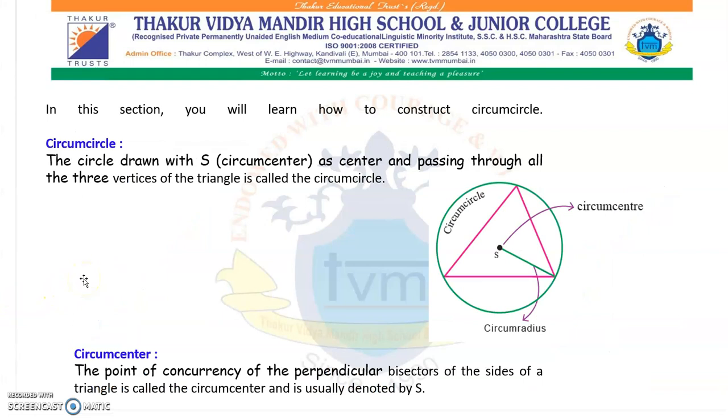Circumcircle. Now, how to construct a circumcircle? The circle drawn with S as the center and passing through all the three vertices of the triangle is called the circumcircle. You can see in this figure, this circle is passing through, touching all the three vertices of a triangle. Circumcenter: the point of concurrency of perpendicular bisectors of the sides of a triangle is called the circumcenter and is usually denoted by S.